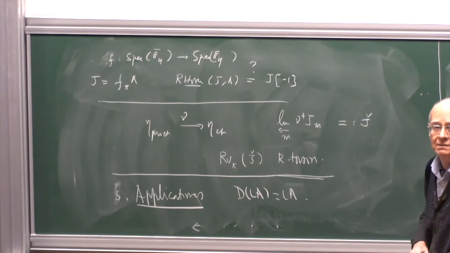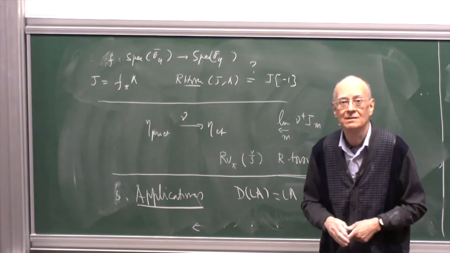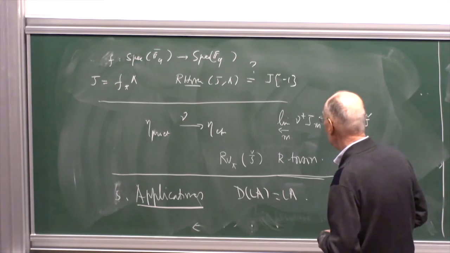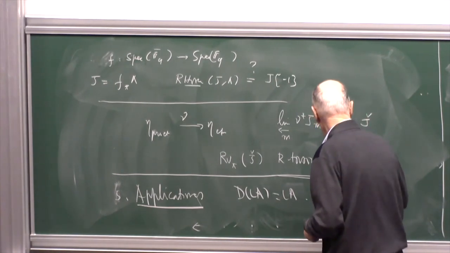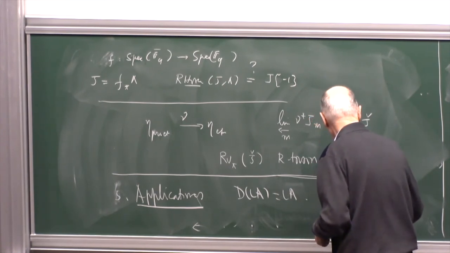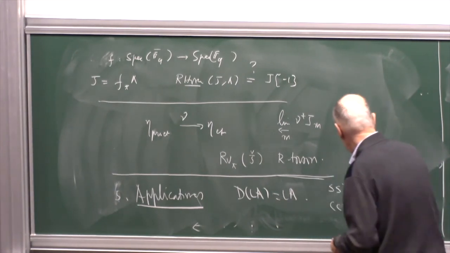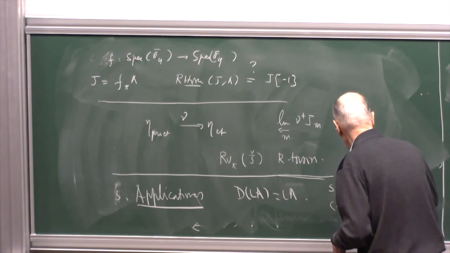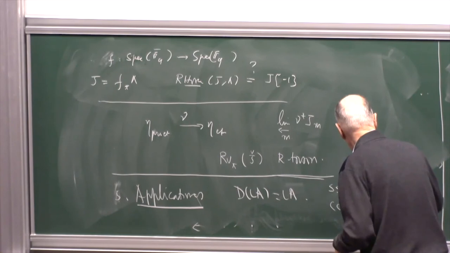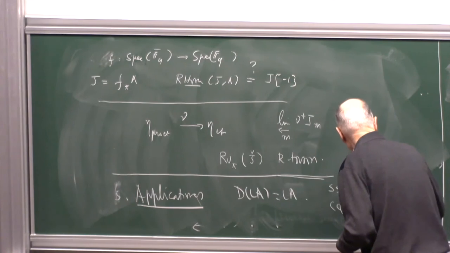So then you get Takeshi Saito's result on the stability of the singular support and the characteristic cycle by duality. So SS of DF is SS of F, and CC of DF is DCC of F. It's too fast. SS of DF is SS of F, and CC of DF is CC of F.